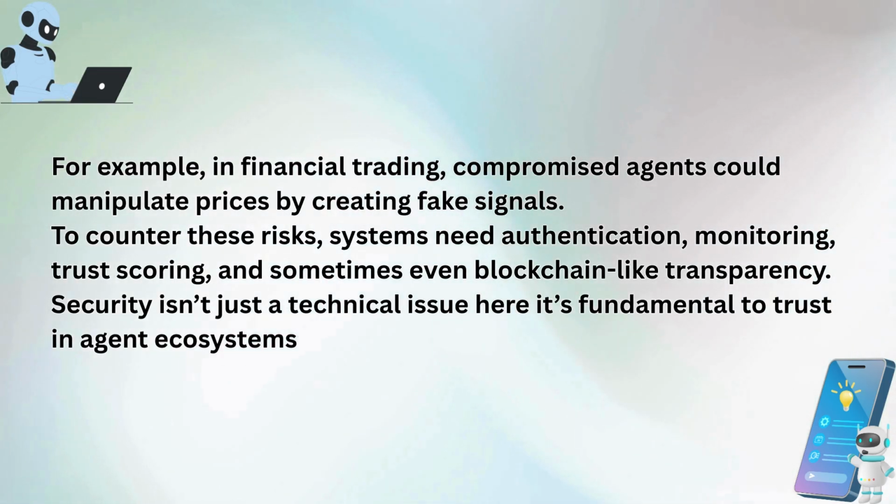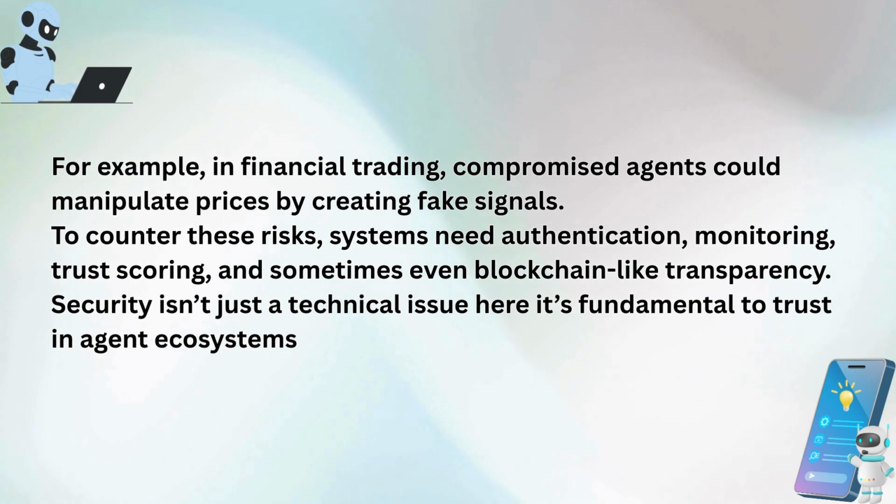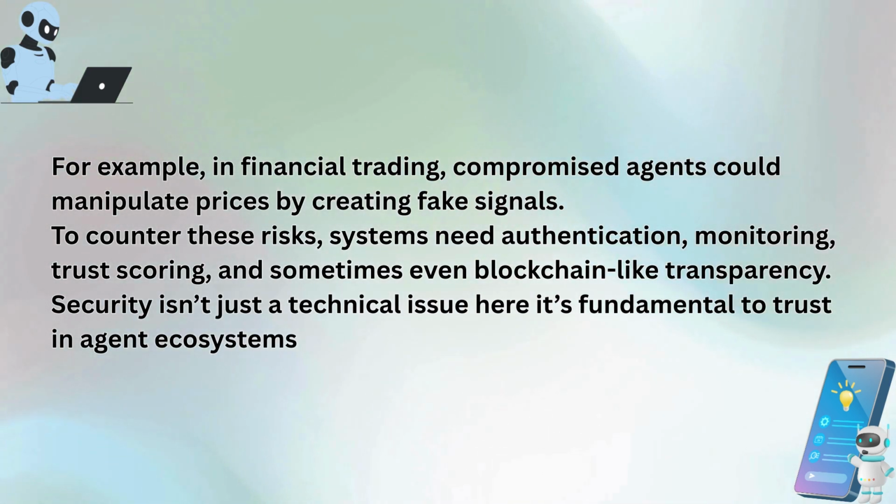For example, in financial trading, compromised agents could manipulate prices by creating fake signals. To counter these risks, systems need authentication, monitoring, trust scoring, and sometimes even blockchain-like transparency. Security isn't just a technical issue here, it's fundamental to trust in agent ecosystems.